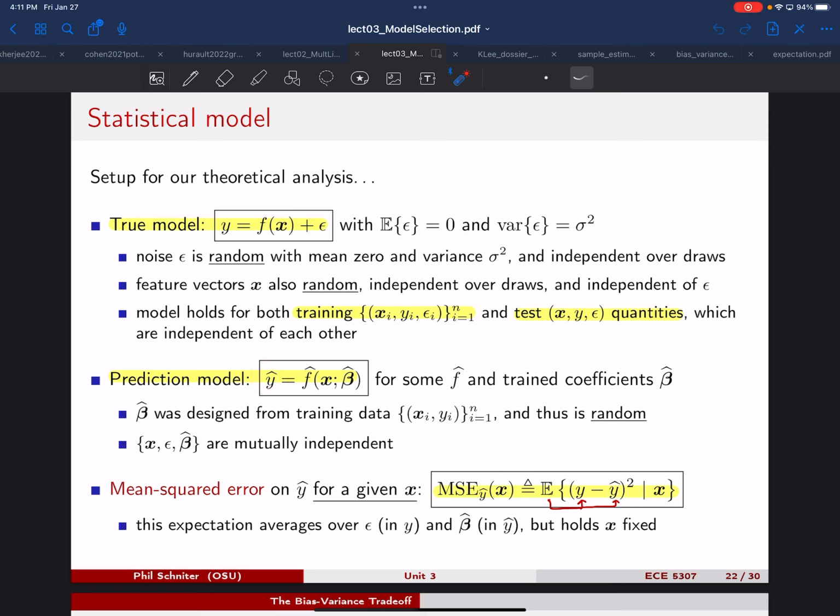Now, a few important points. We're going to assume that our noise is zero mean. The variance is just some number sigma squared. We're going to assume that several things here are random variables. So the noise will be a random variable. The features will all be random. The labels will therefore be random. And this model applies to both the training data and the test data. When we talk about training data, we have subscript i on everything. When we talk about test quantities, we don't. But we think of the training data as random and the test data as random.